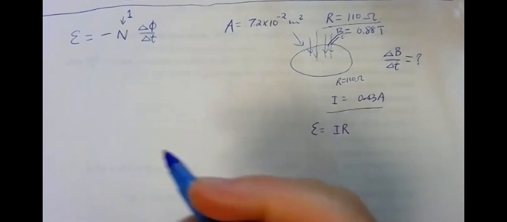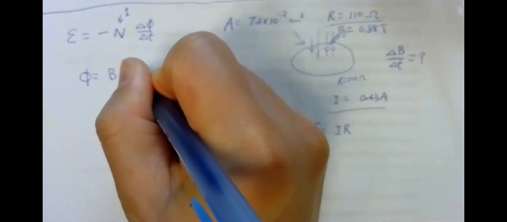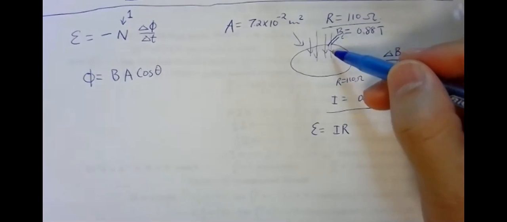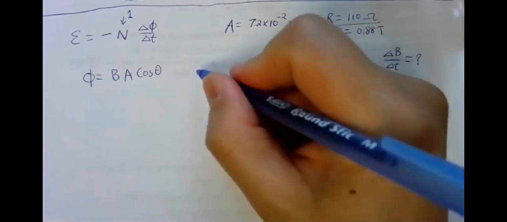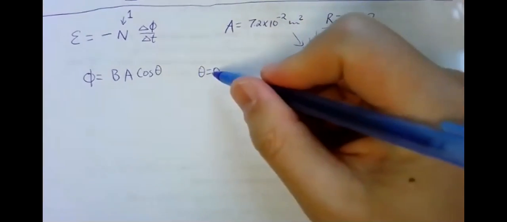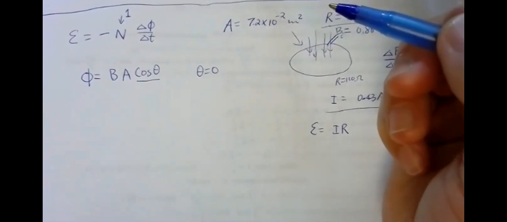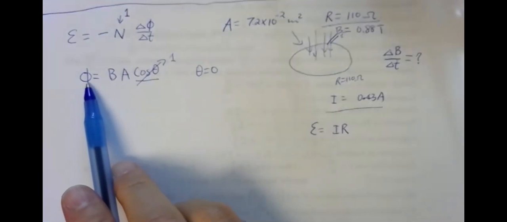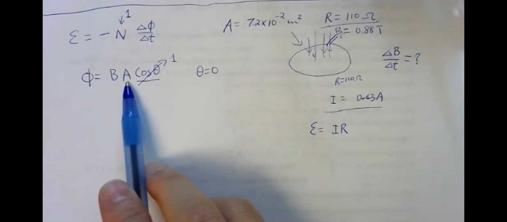Now the phi for the magnetic flux is equal to B times A times cosine of theta. In this case, the B field is in the vertical direction of this circle. So that means theta is equal to 0, okay? When you have theta equal to 0, cosine of theta is actually equal to 1, okay? Sine of 0 is 0, cosine of 0 is actually 1. So this is 1, okay? So phi equals B times A then, okay?